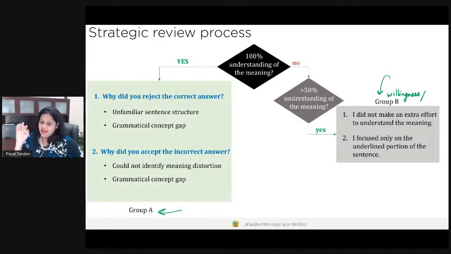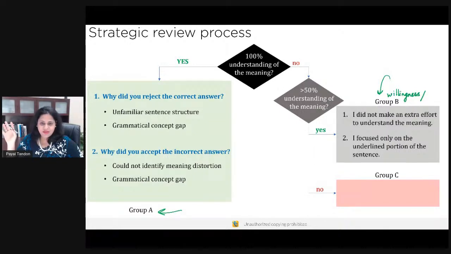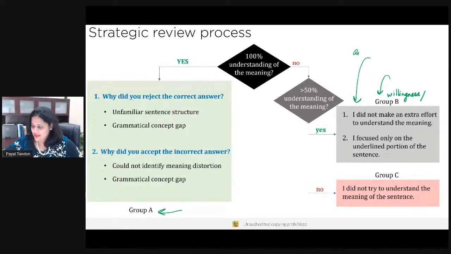Now, if you got less than 50% of the meaning, by this what I mean is that as you were going through the sentence, you didn't have much clue about the sentence. All you could gather from the sentence was it's about Neanderthals and something about extinction and whatnot, right? In that case, you belong in group C, which means that you haven't even attempted to understand the meaning of the sentence. Now, the difference between groups B and C is group B is aware. There is awareness that meaning is important. That awareness exists. For group C, that awareness itself doesn't exist.